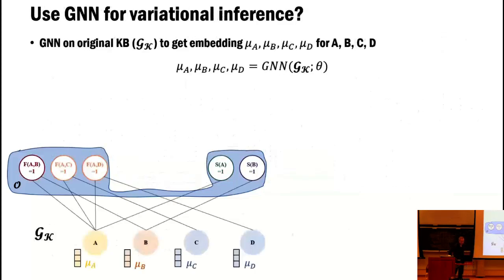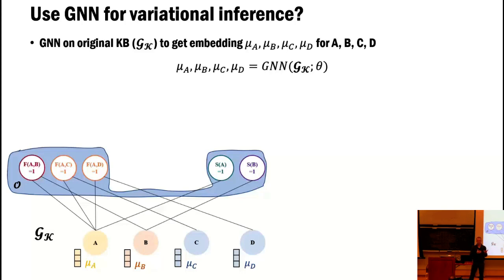So the process is something like this. One thing I can do is take the original knowledge base, which contains 1 million entities and some observed relationships. Typically the number of observed relationships is small, and so it's a very sparse network.